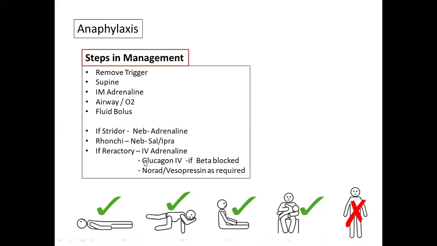If the anaphylaxis is refractory, we are going to give IV adrenaline. And if the patient is already beta blocked, that means the patient is on beta blockers in his drug chart, his beta receptors are blocked already, so our adrenaline is not going to work then. In that case, we should give IV glucagon, right? And if the patient is not responding to these measures, we can consider starting noradrenaline and vasopressin for persistent low blood pressure, right?